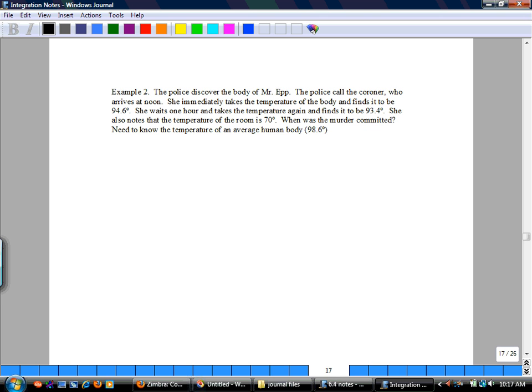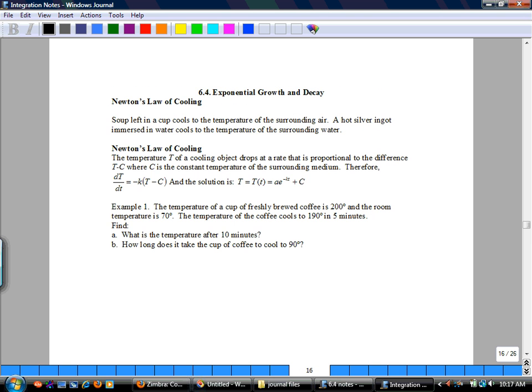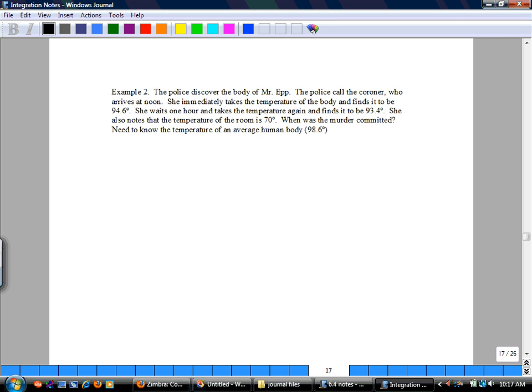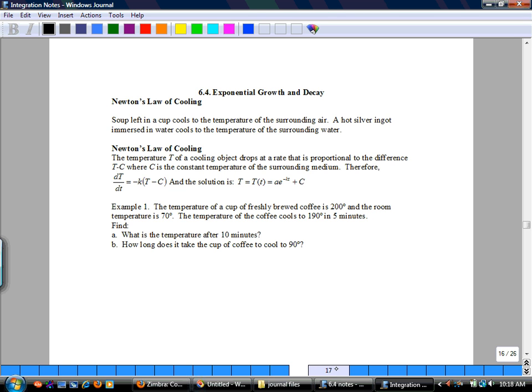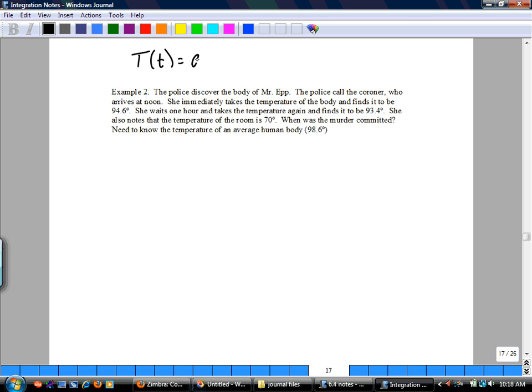So, the example I was going to do, I get excited here. Sorry. The temperature of a cooling body is always given by this formula: T equals T_A plus (T_0 minus T_A) times e to the negative kt. This is the solution to the differential equation we're going to use right now.